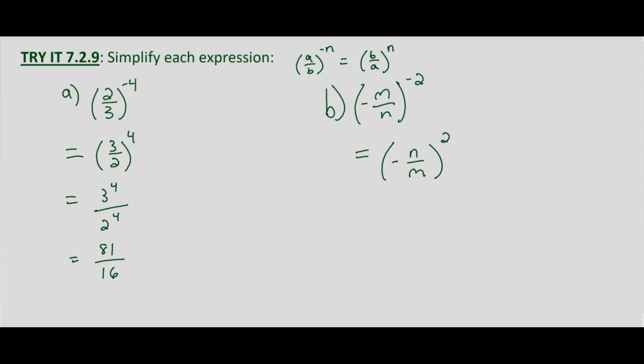We know that that's technically a negative 1. So the negative 1 times negative 1, that equals a positive 1. So we can go ahead, and this can be n squared over m squared. And the negative goes away again because this is technically negative n over m times negative n over m, which equals n squared over m squared. Negative times a negative makes a positive.